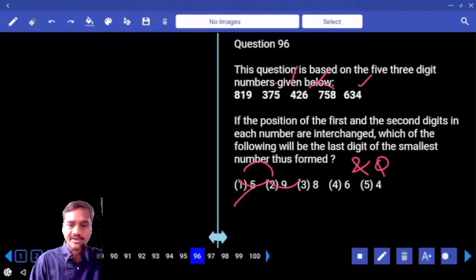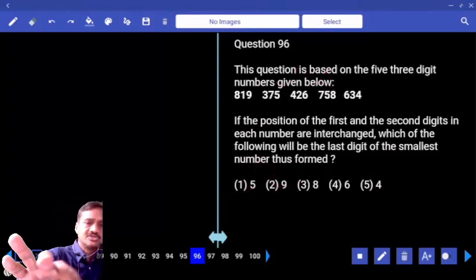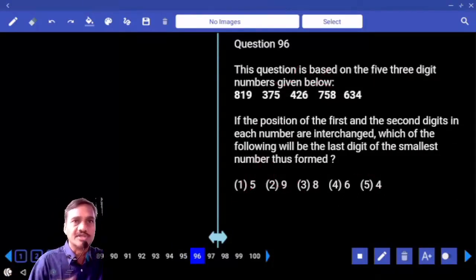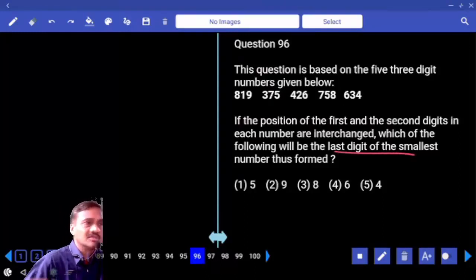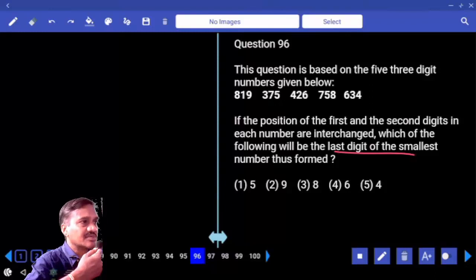Then 96. Now in this 96 onwards, it is based on a set of numbers. If the positions of the first and the second digits in each of the numbers are interchanged, which of the following is the last digit of the smallest number? How do we identify the smallest number?